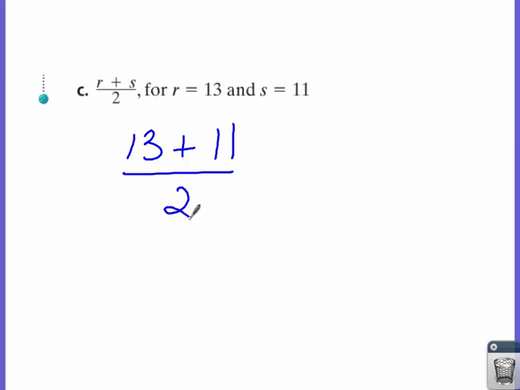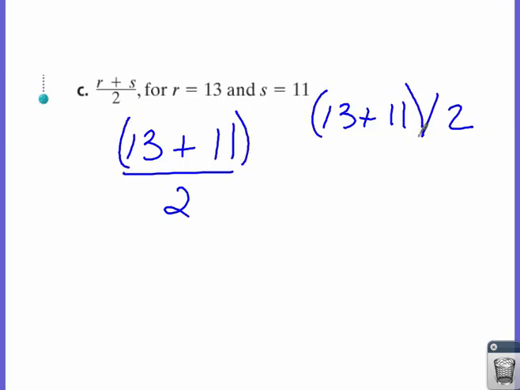So if you're using your calculator, you can't just type this one in as 13 plus 11 divided by 2, because it will take the 11 and divide it by 2 first, and then add 13 to that. You have to remember that this big bar here implies that this top part is in parentheses, and we must get an answer for it first before I can do the divide by 2. Okay, so now 13 plus 11 gives us 24. I want to divide that by 2, and 24 divided by 2 is 12.